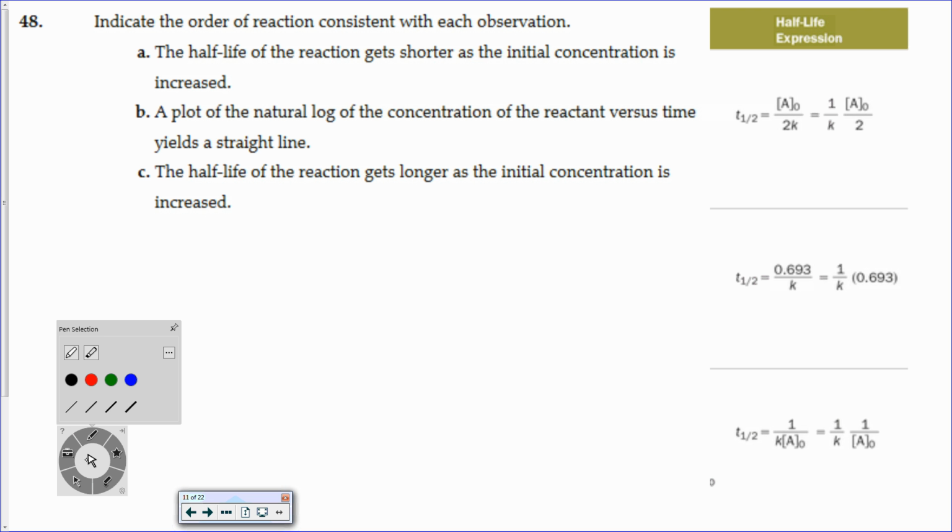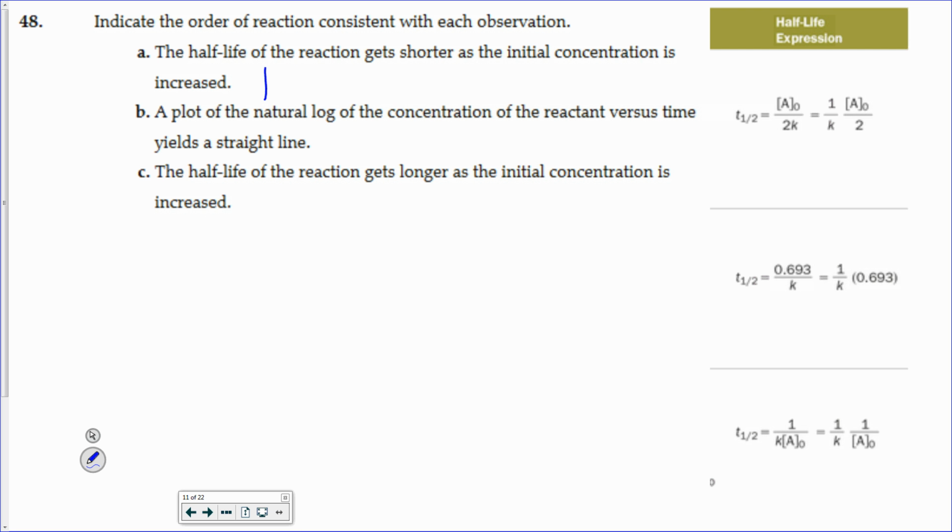Okay, so the first one says the half-life for the reaction gets shorter as the initial concentration is increased. So you have a decreased half-life, so T half is half-life. That goes down when the concentration of the reactant increases.